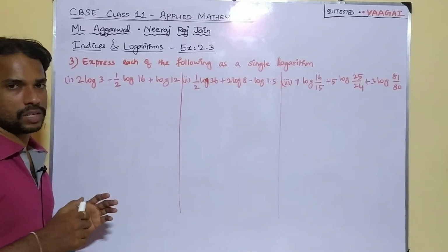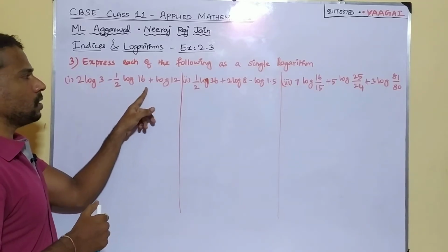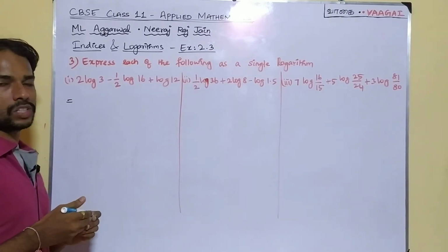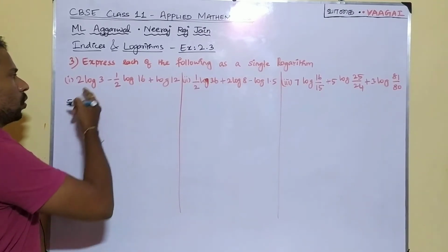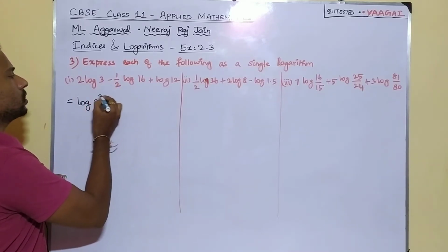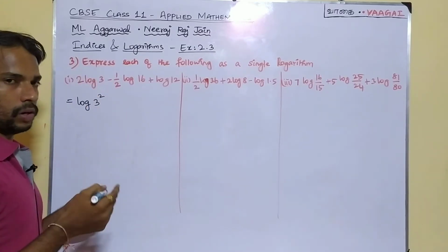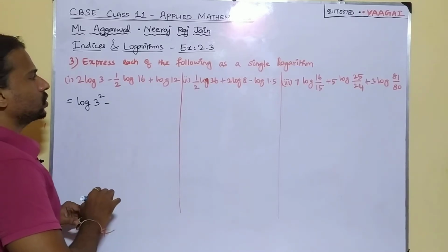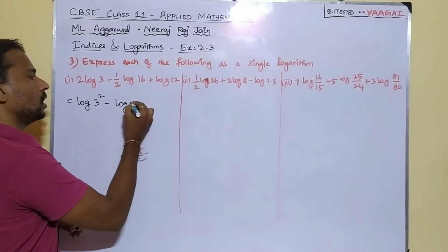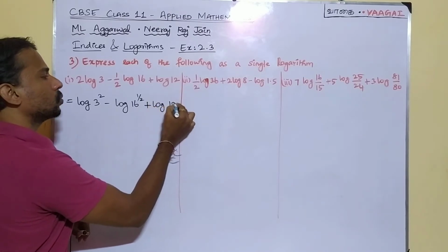Starting from the first subdivision, here we have 2 log 3 minus 1 by 2 log 16 plus log 12. So let's start from here. As usual, let us try to use the power rule first. When I apply the power rule here, this 2 goes to the power of 3, so this becomes log 3 square, that is log 3 power 2, minus, next, this half goes to the power of 16, so this becomes log of 16 power half. Next we have log of 12.